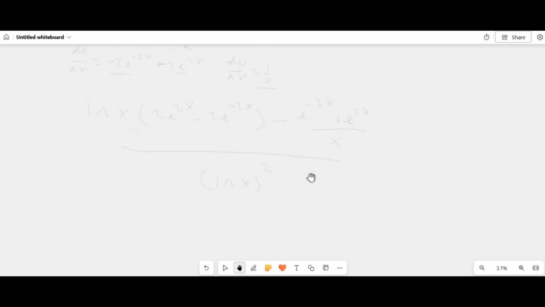Now what I can do here is, to clear this fraction, I can multiply everything by x. So multiplying this by x is going to clear this fraction, and I'm going to multiply by x over here as well. So it's going to become that there. Alright, so we cleared the fraction now.